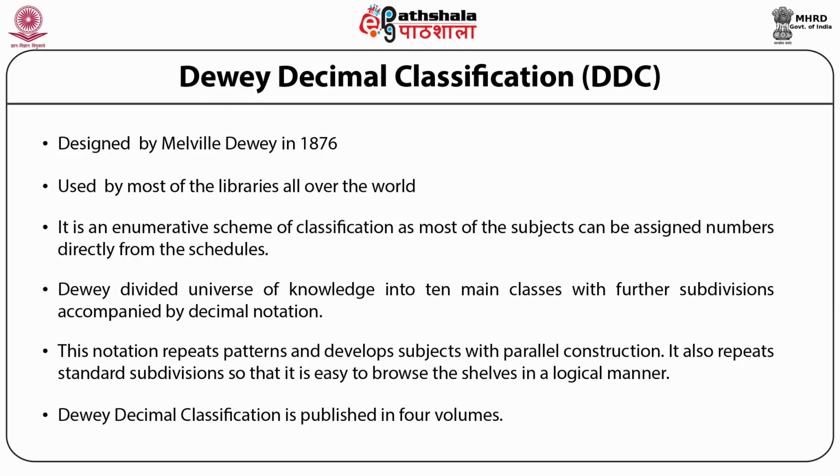Volume 2 and 3 enumerate the schedules. This means that all the class numbers are available in volume 2 and 3, and these are to be picked up by the classifier depending on the subject of a particular document. Fourth volume is Relative Index, which is original contribution of Melville Dewey.